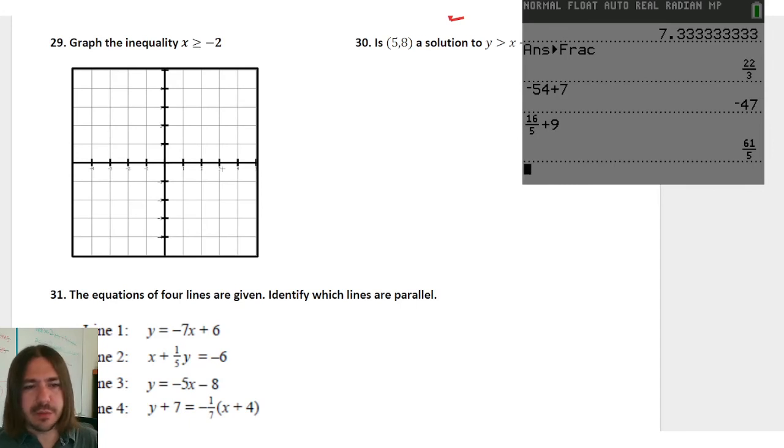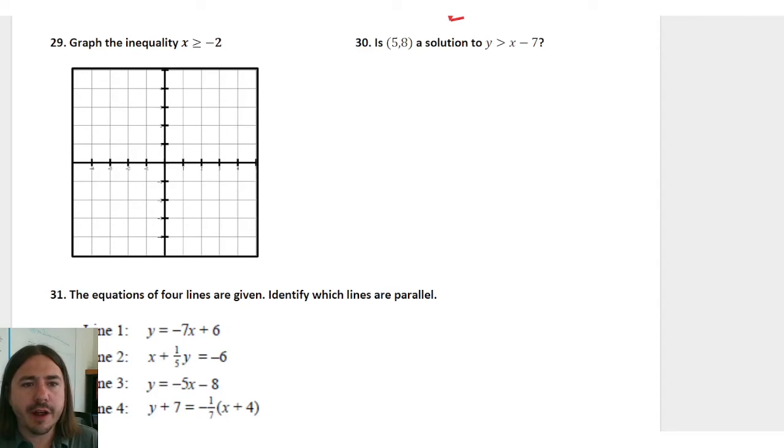All right, number 29. Here we're trying to graph the inequality x is greater than or equal to -2, and since it can be equal to, we're going to draw a solid line. x equals -2 is going to be a vertical line going right through the x-intercept -2 and represents all the coordinates where the x value is -2. And this says that not only is x equal to -2, but it could be greater than -2.